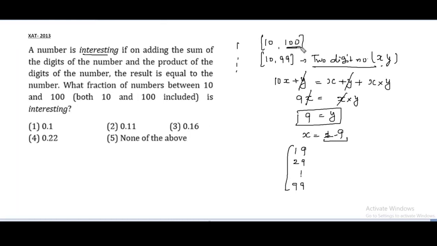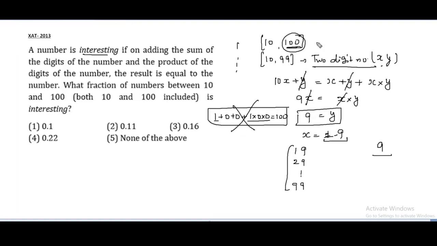But we need to check for 100 also. Is it possible if I add the digits of 100 with the product of the digits? Is it equal to the number itself? No, it is not. That is 0, that is 1, that is not equal to the number itself.